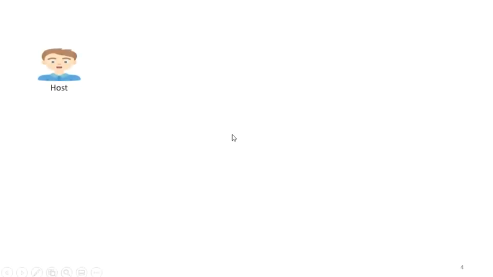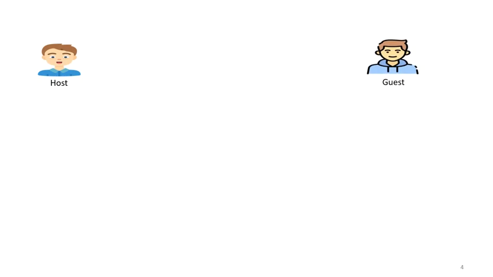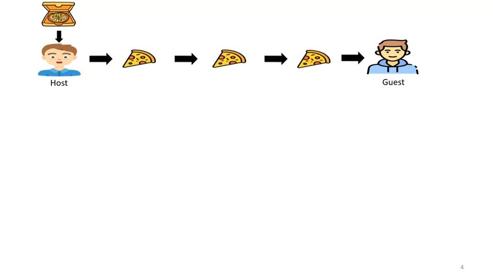Now let's imagine we have a host and we have a guest. The host invites a guest for a pizza party, and the host has already ordered two large pizzas for the guest. Then the host starts serving the guest a couple of slices of pizza. The guest is hungry and eats all of those, and we have zero waste.